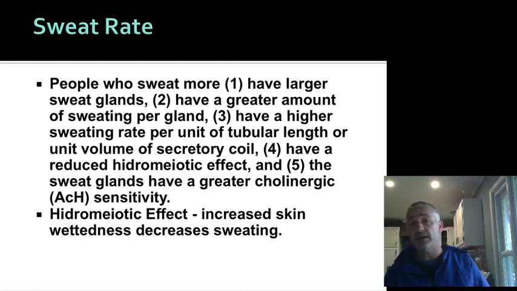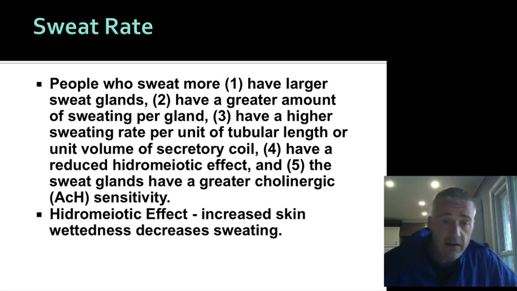And really, people that are sweating more tend to have larger sweat glands that produce more sweat per gland. They usually have more of the coiled part that is going to be making this. They're also usually most sensitive to the acetylcholine signaling necessary to trigger the sweat glands. The other thing with this is they have a reduced hydromeiotic effect. And a hydromeiotic effect is really when you are sweating, when your skin gets wetter, you decrease sweating a little bit more.